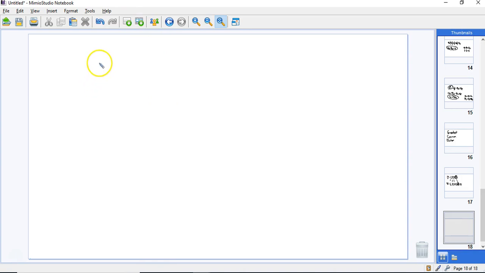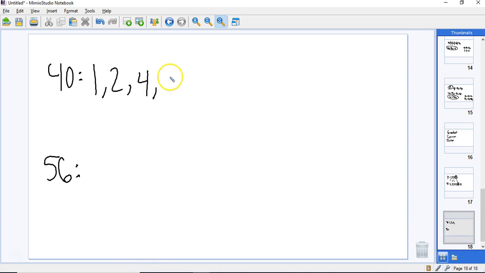Next two numbers I'm going to give: 40 and 56. So for 40, we've got 1, we've got 2, 3 does not go into 40, we've got 4, we've got 5, 6 does not go into 40, neither does 7. 5 times 8 is 40. 4 times 10 is 40. 2 times 20 is 40. And 1 times 40 is 40.